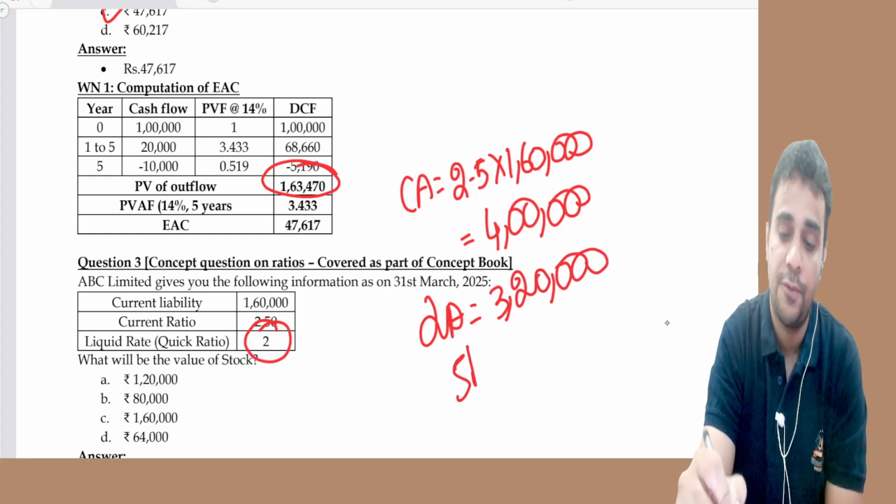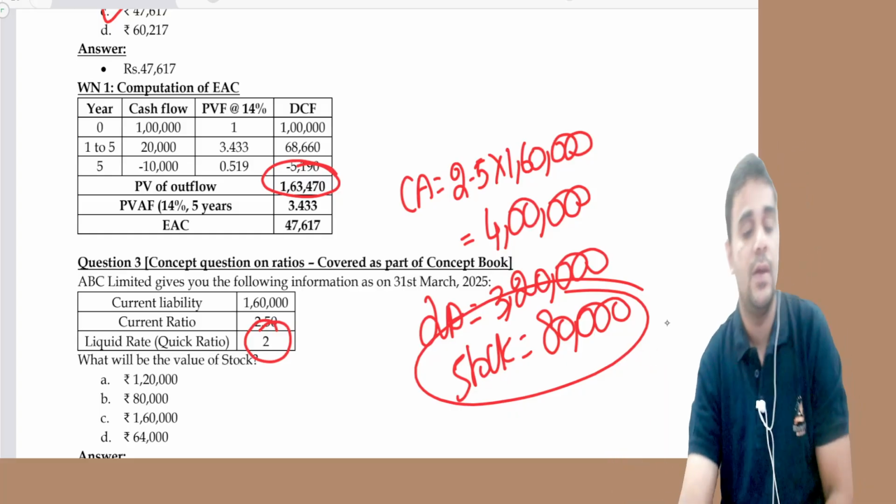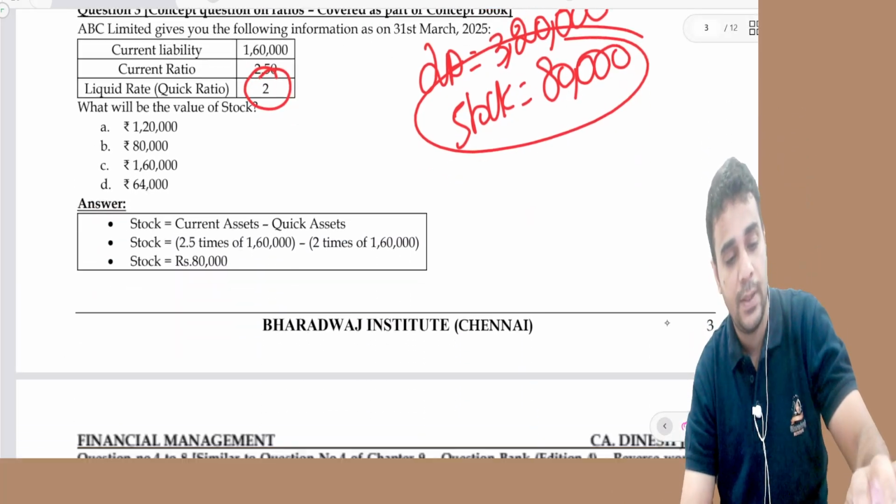Gap is the stock figure, which is 80,000. This is on question number 3.